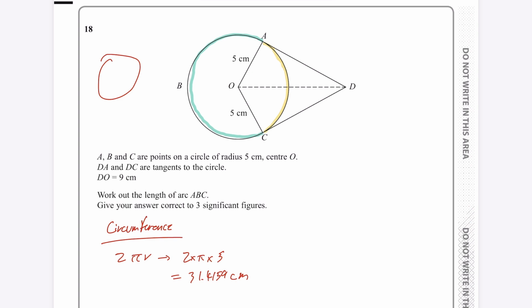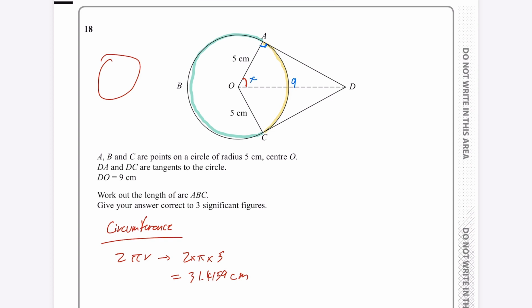So we now need to calculate the bit in yellow. We know that this is 5. We also know that this is going to be 5 because it's the radius. So you can work out this angle here, because they've told us this full length, the dotted length, is 9. We know it's a tangent there. A tangent meets a circle at 90 degrees. We need to work out what this angle is. I'll call it x.